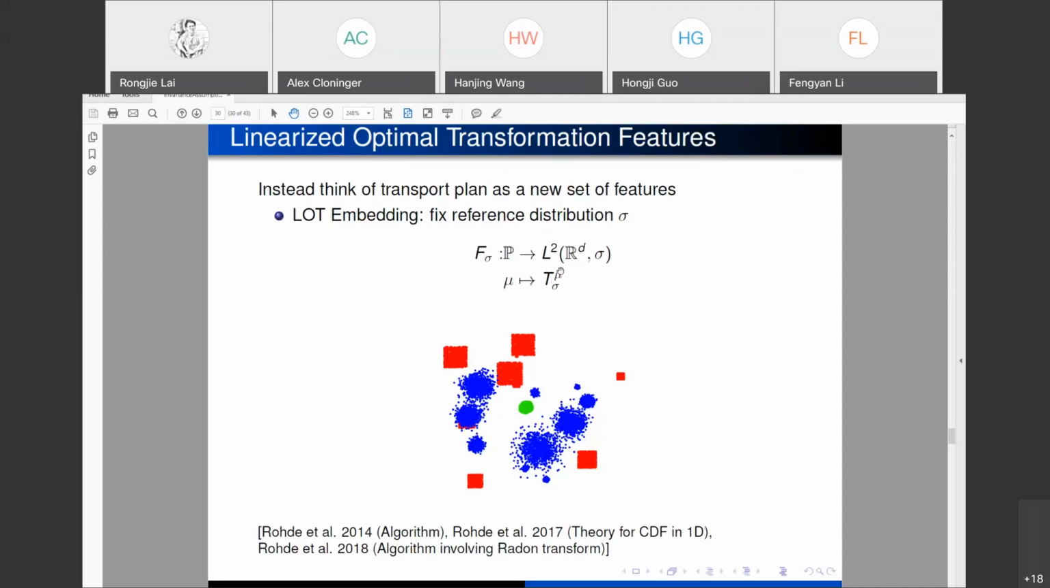Here's what I'm going to do. I'm going to say that that transport map, that function, is a feature of the red blob. So I am actually going to change my representation of my distribution. Instead of working with mu, which is this kind of nebulous object in a probability density space, I am going to represent mu by the function that maps mu to sigma. Well, maps sigma to mu, sorry, did it backwards. The adjoint of that map. So I'm going to define it by the function that maps sigma to mu. That is my feature set. And that's what we're going to call the LOT embedding, because I am embedding probability distributions into the space of L2 functions.